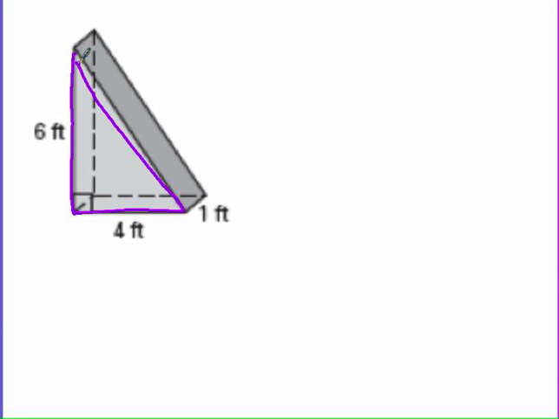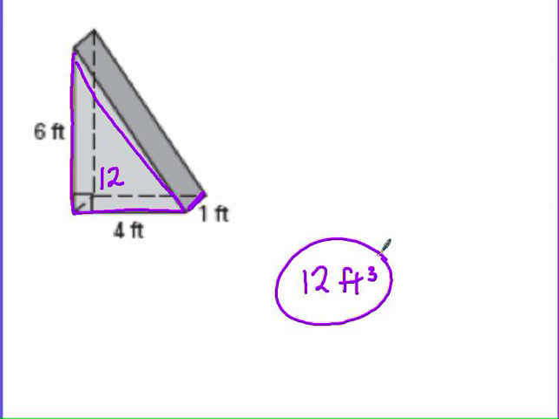In this case, base times height is 24, divided by 2 is 12. So that's the area of the base. I'm going to take that times the height of this prism, and what's the height? 1. So what will be the volume? 12 feet cubed. So area of the base times the height. On the right prism volume formula, it says big B times H, and the key says big B is the area of the base.